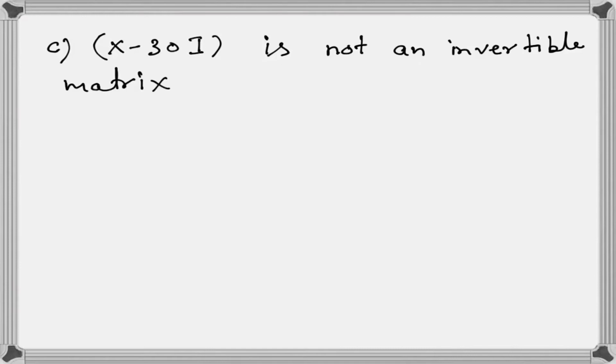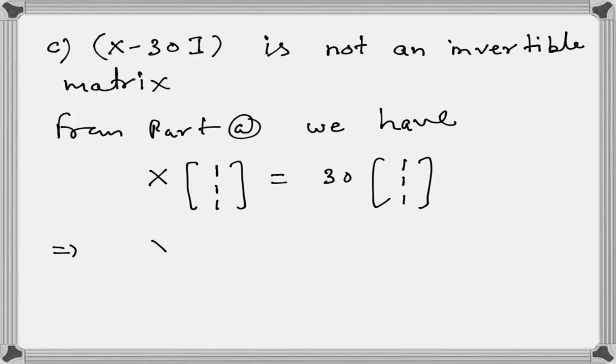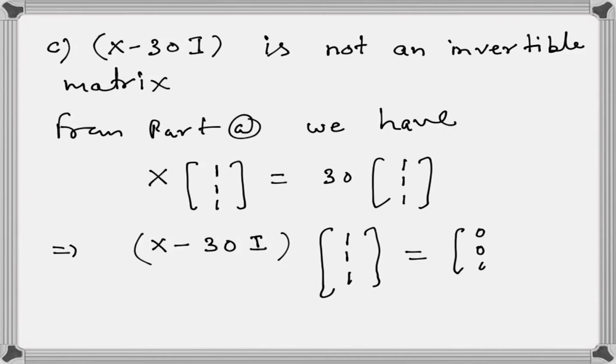Okay, so from part A we have X(1,1,1) equals 30 times (1,1,1). So this is nothing but (X minus 30I)(1,1,1) equals 0.